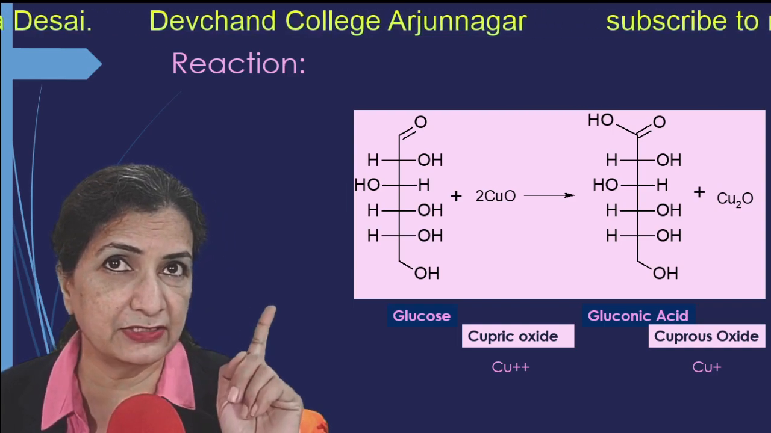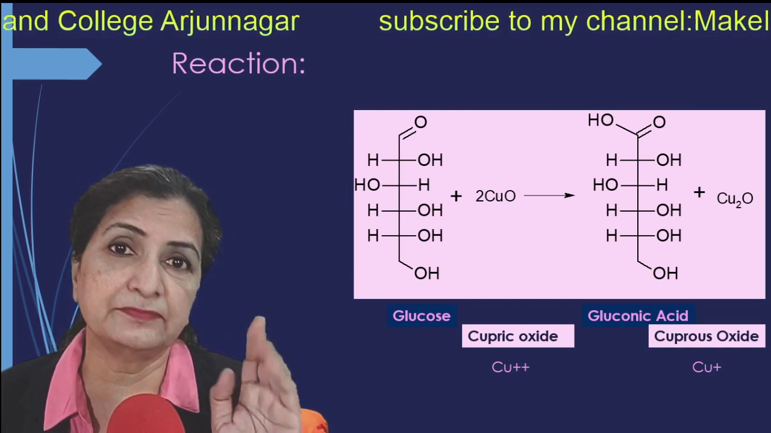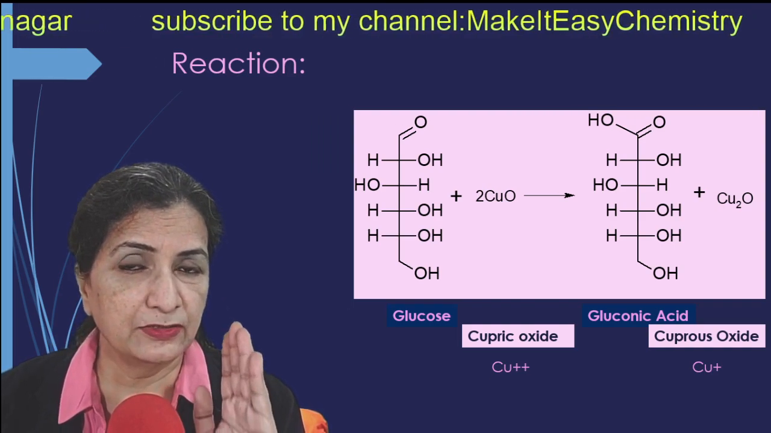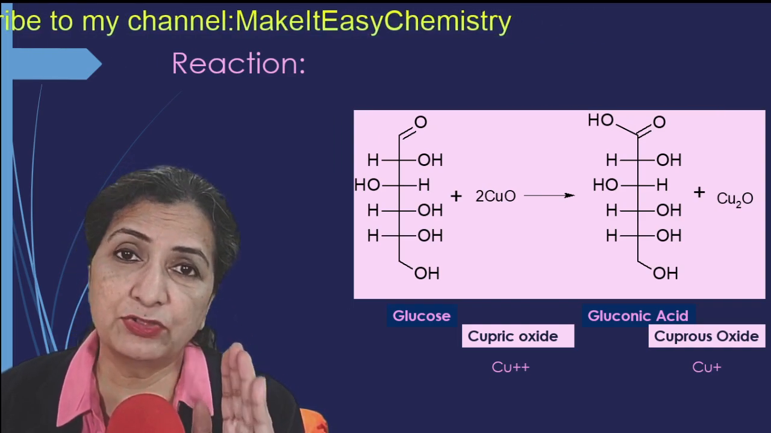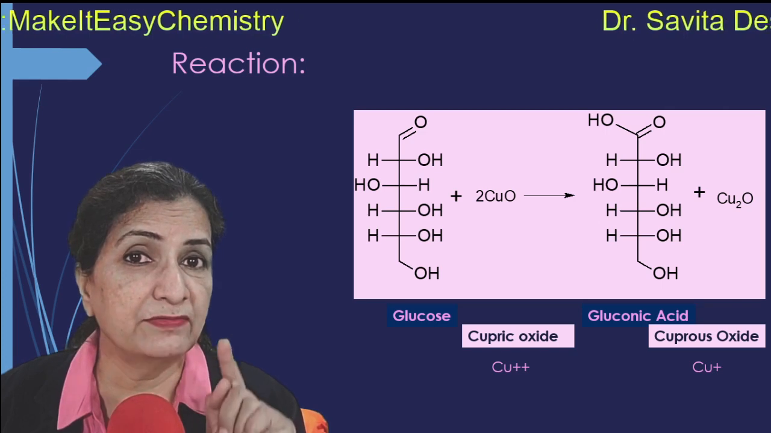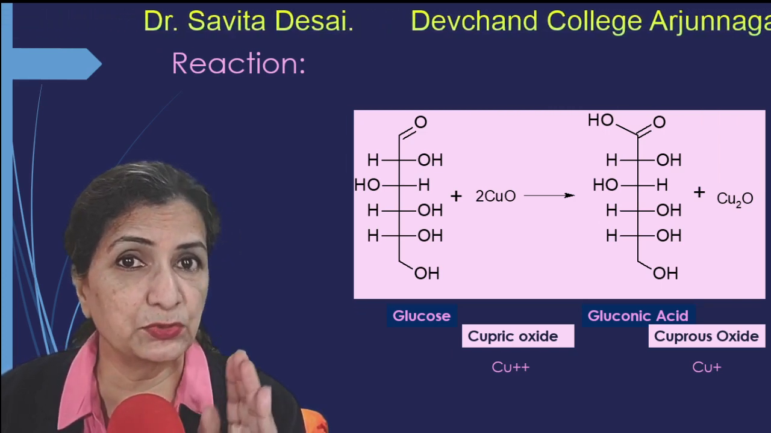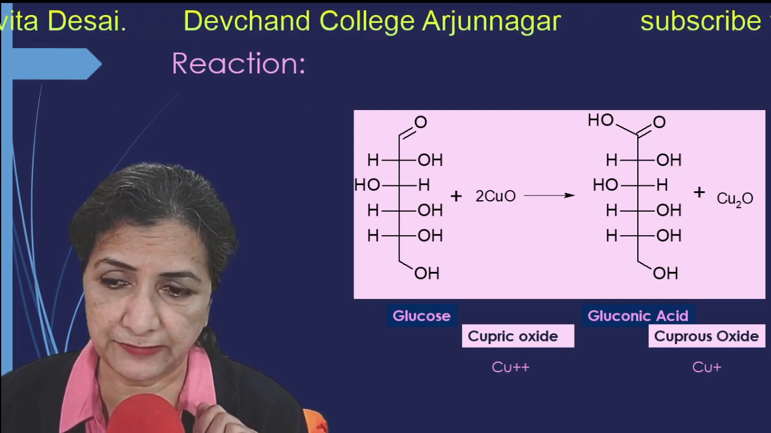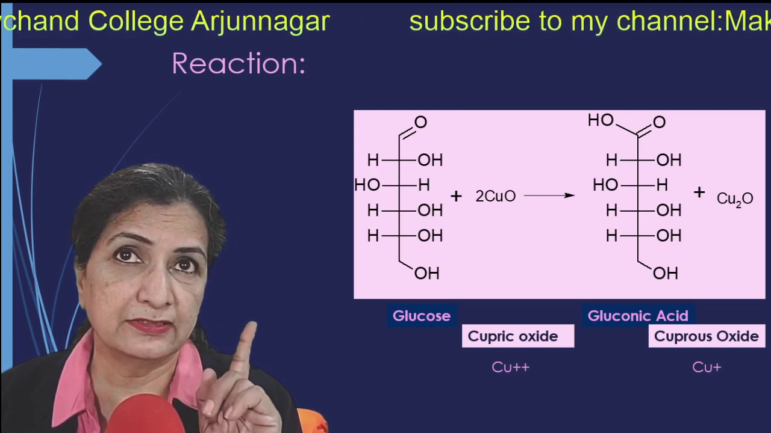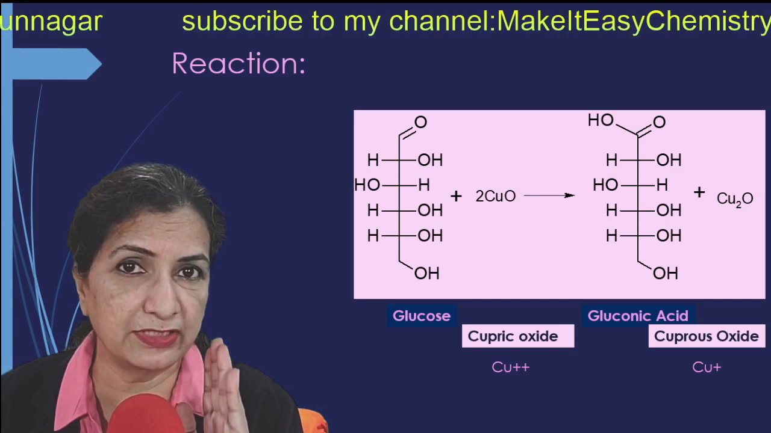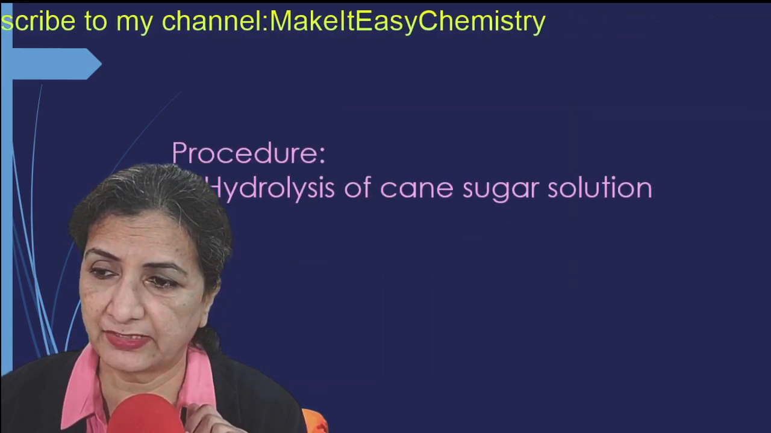In Fehling's solution, a relationship is there to calculate the amount of sugar which is capable of reducing 10 ml of the cupric oxide solution present in the Fehling's solution. So this is the reaction which is involved in this estimation.